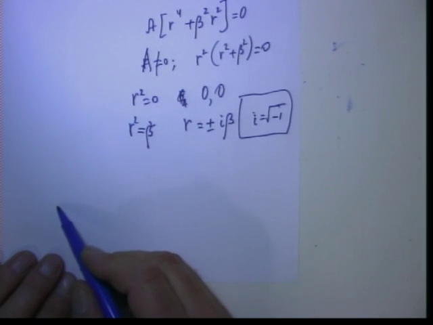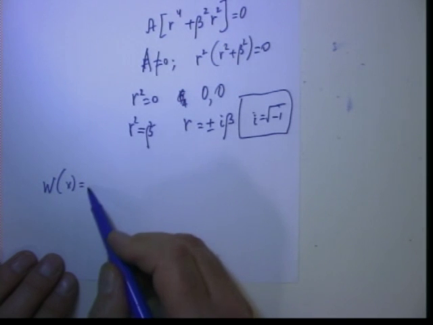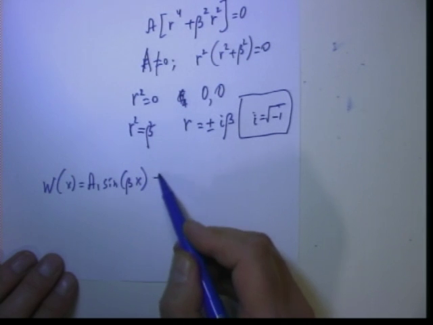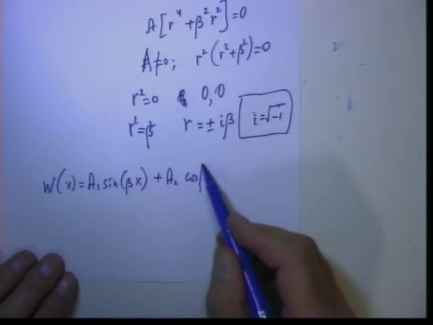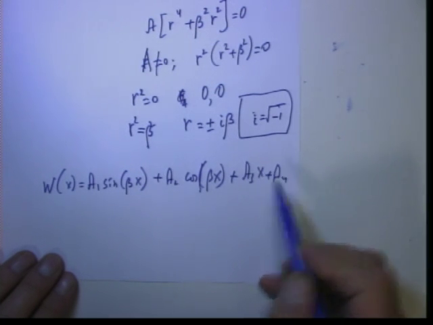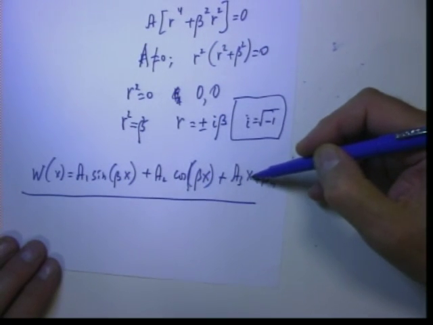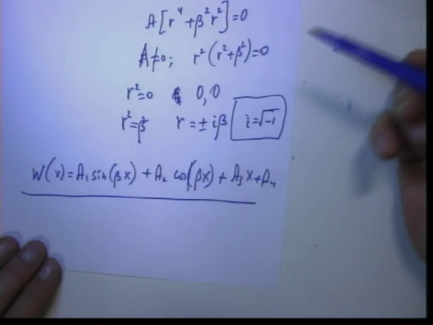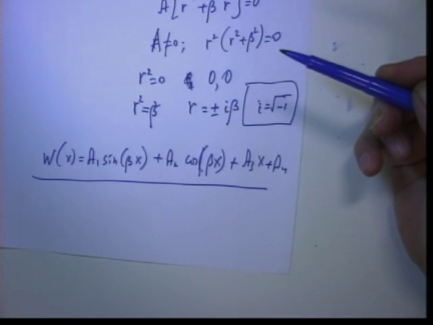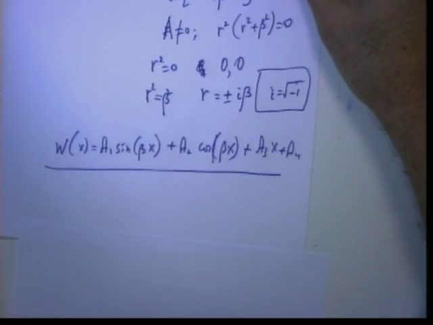So therefore, the solution can be written like this. W of x equals A1 sine beta x plus A2 cosine beta x plus A3 x plus A4. That is because of the double zero root: because of 0, I have a constant, and because of the repeated root, I have x. And these guys give me sine and cosine. Any questions until now? No.